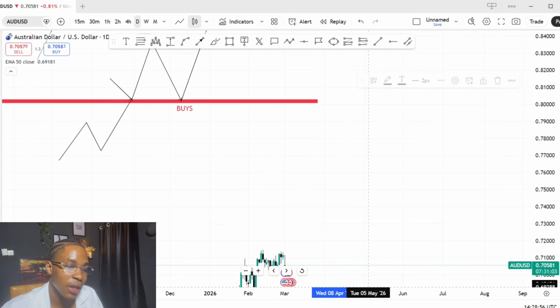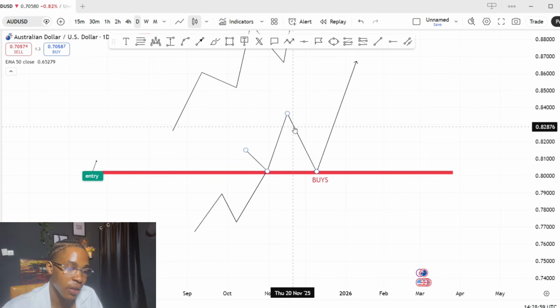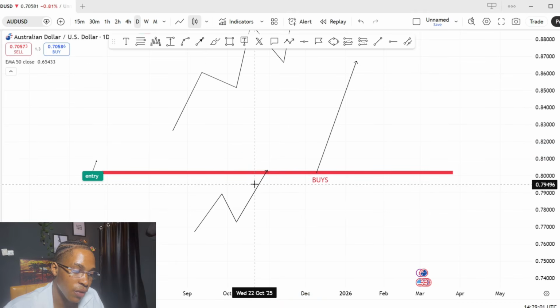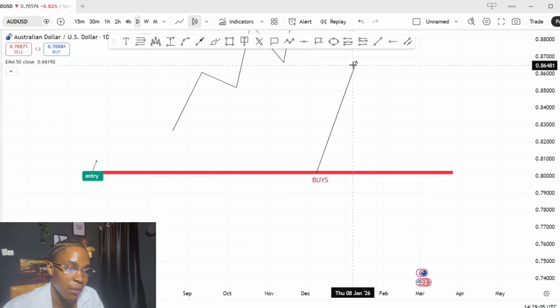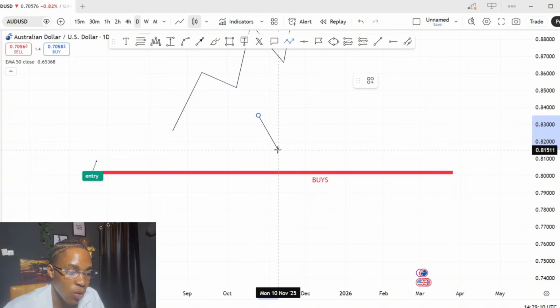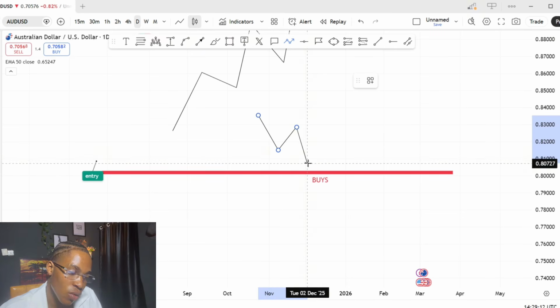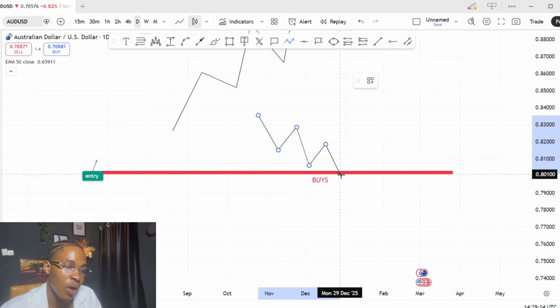Now let me come back to our entry board right here. Let's say for example you are looking for sells. You are clearly seeing that the market is in a downtrend, consecutively creating lower lows, lower highs, lower lows, and then lower highs, and then lower lows.